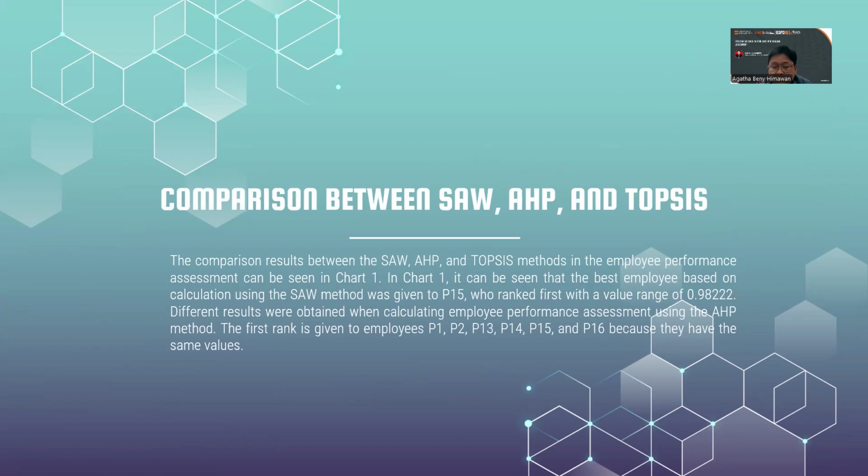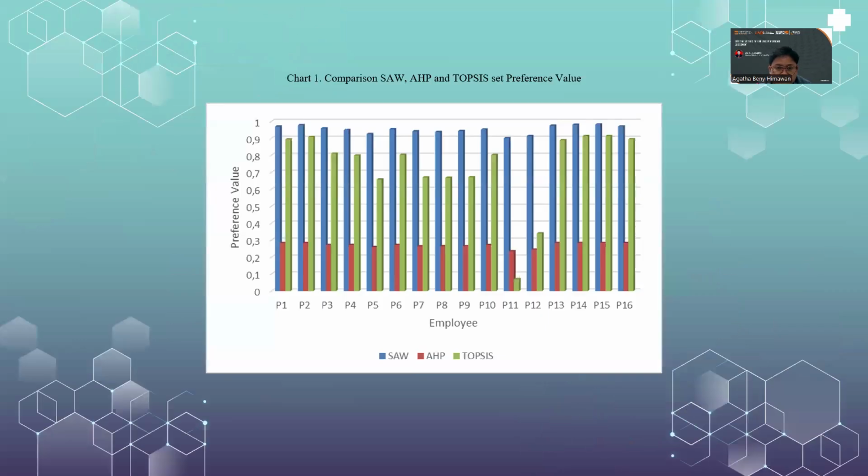the chart 1. In the chart 1, it can be seen that the best employee based on calculation using the SAW method was given to P15, who ranked first with a value rank of 0.98222. Different results were obtained when calculating employee performance assessment using the AHP method. The first rank is given to employees P1, P2, P13, P14, P15, and P16 because they have the same value.